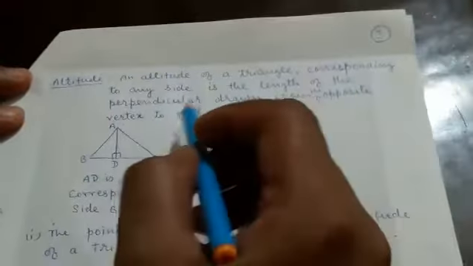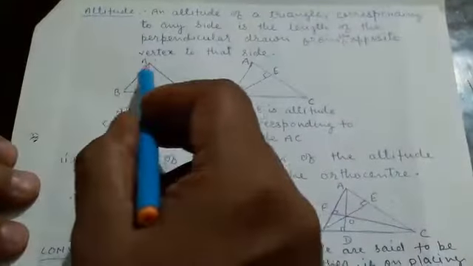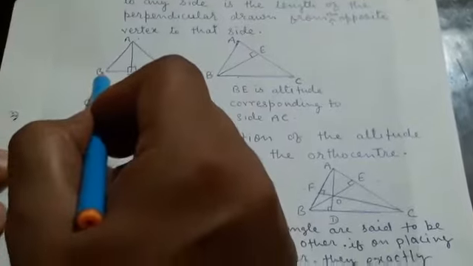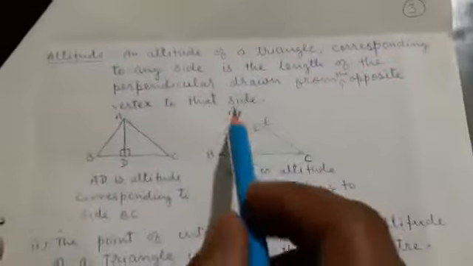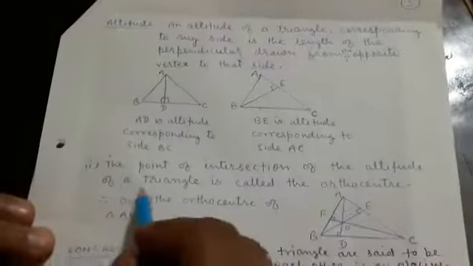Next term is altitude. What is altitude? An altitude of a triangle corresponding to any side is the length of the perpendicular drawn from the opposite vertex to that side. In this triangle ABC, AD is a line which is perpendicular to BC. So AD will be an altitude. Similarly, BE is a perpendicular line drawn to AC. So BE will be known as an altitude. Now the property related to altitude: the point of intersection of the altitudes of a triangle is called the orthocenter. Here O will be the orthocenter.